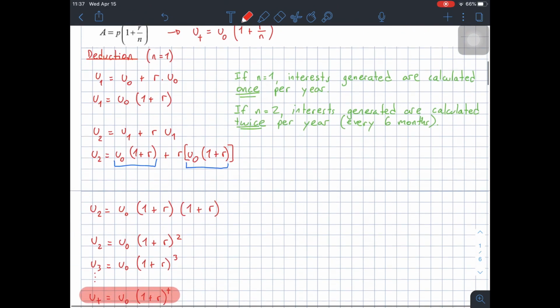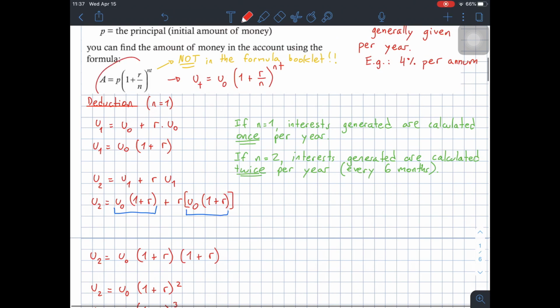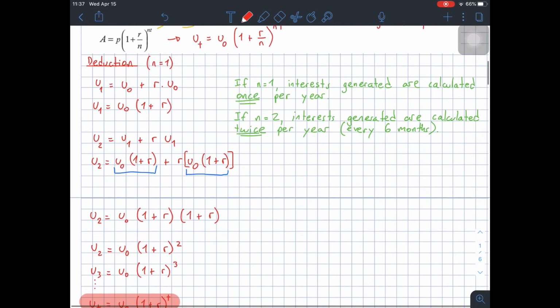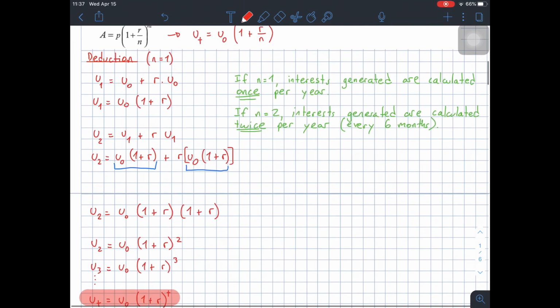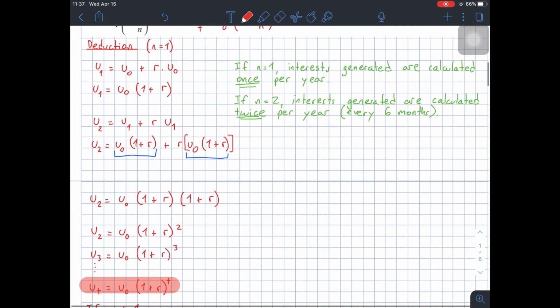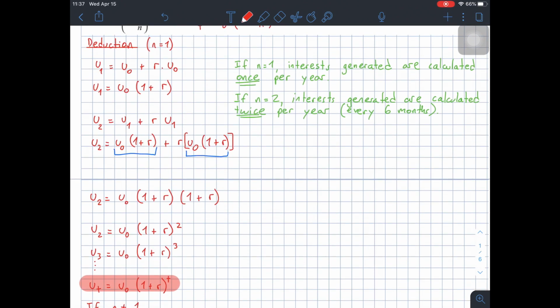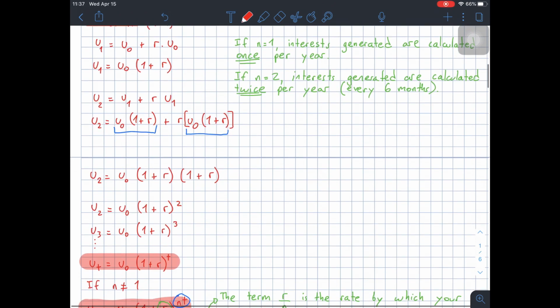So here's a brief demonstration about where this formula comes from, which is the same as this formula. I don't want to waste too much time explaining this, but if you want to take a look at this, maybe you can pause the video in order to see how I demonstrated the formula. You can do that, okay?